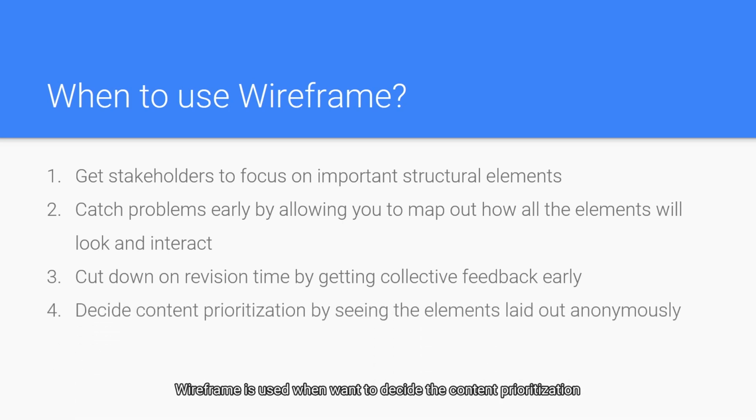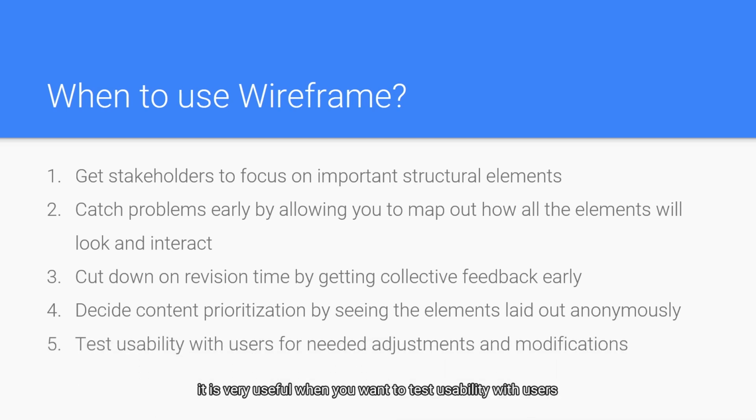Wireframes are used when you want to decide content prioritization. Wireframes naturally reveal space constraints and the hierarchy of elements on the page without relying on the content itself. Seeing the elements laid out anonymously will help everyone decide if the right weight is given to the most important content.